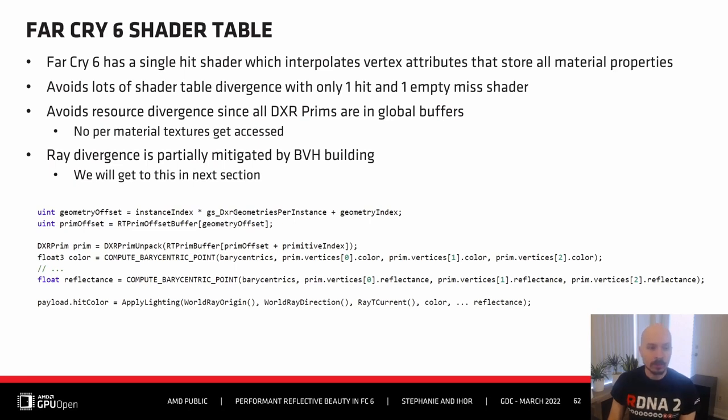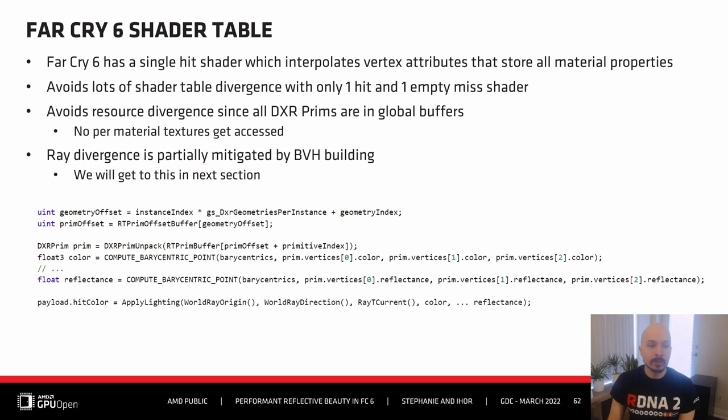So looking at what Far Cry 6 does, as Stephanie mentioned, we have a single hit shader, which interpolates vertex attributes to store all of our material properties, and we have a single miss shader, which is just empty. There's no code there. Because we have such a small shader table, all of our shader table entries get inlined. So even though our miss shader is an entry, because it's empty, it doesn't actually add anything to the assembly. It gets completely optimized out.